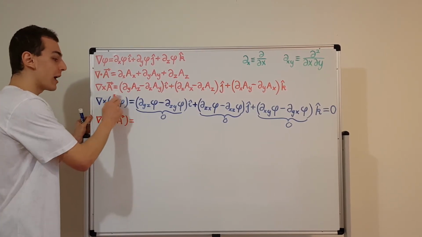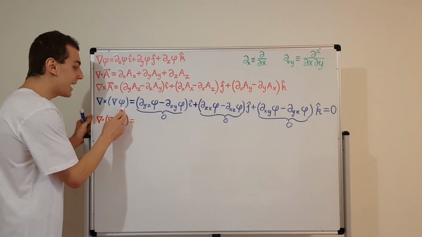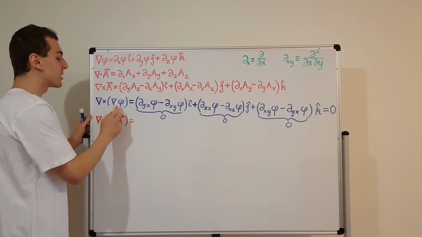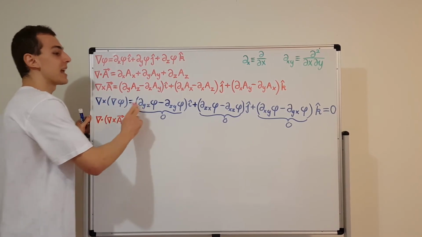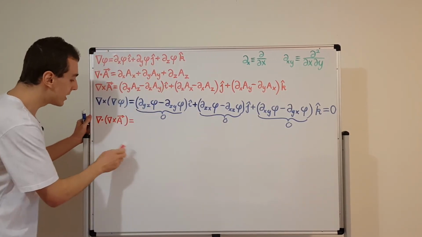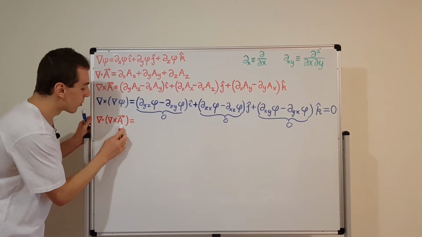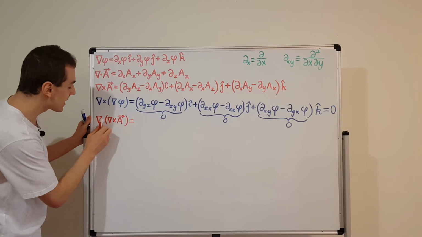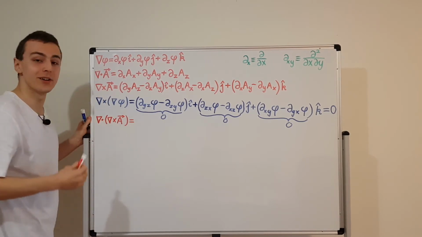Remember, over here, we also outputted a vector. So we began with a scalar field. We used the gradient to turn that into a vector field, and then we took the curl of that, and that gave us 0. Over here, we're beginning with a vector field. We're using the curl to turn that into another vector field, and then we're going to take the divergence of that, and that's supposed to give us 0.